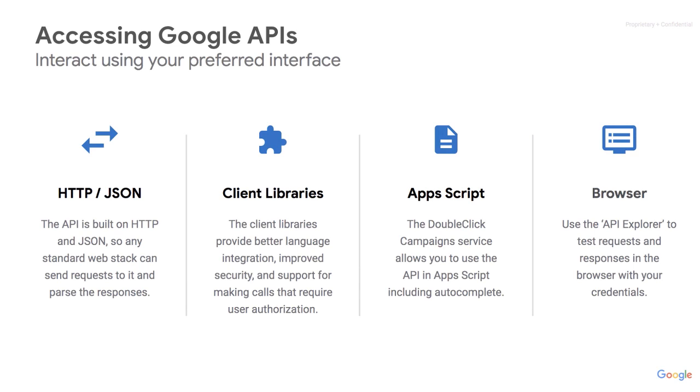Another way to interact with Google APIs is through AppScript, and we still have a name like DoubleClick that is an old one. Just remember that it is the previous name of GMP. The DoubleClick Campaign service allows you to use the API in AppScript, including autocomplete. And the last one is through the browser. Use the API Explorer to test requests and responses in your browser with your own credentials. So these are the 4 ways to interact with our Google APIs.